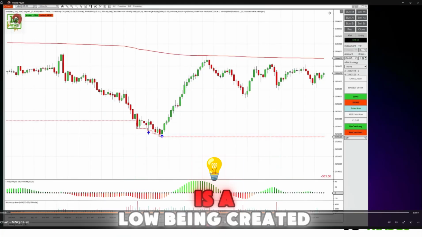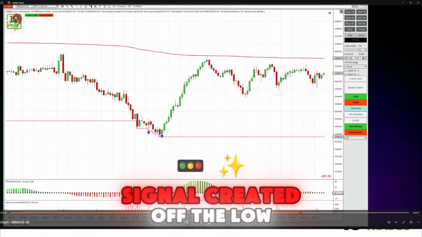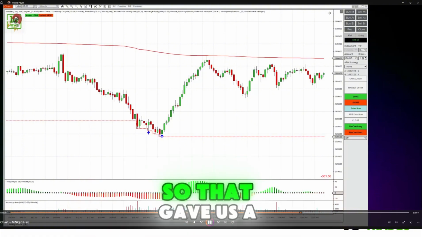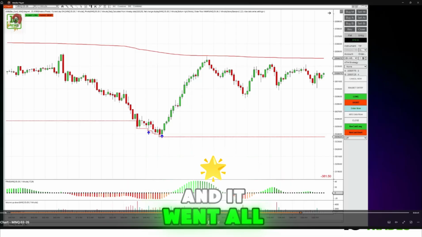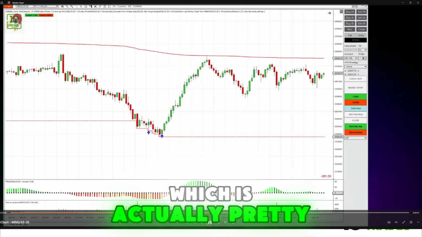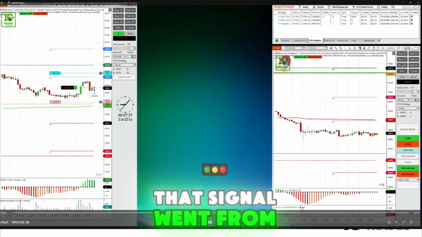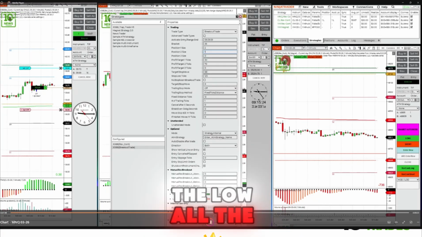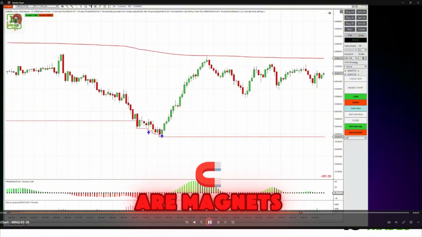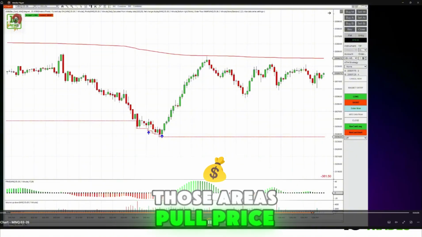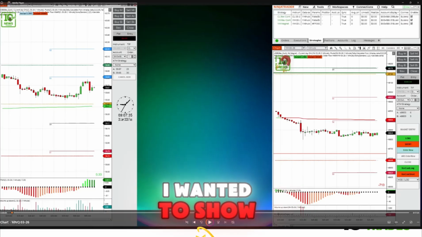Here what we have is a low being created and then a long signal created off the low. So that gave us a long signal, and it went all the way to the VWAP, which is actually pretty amazing if you think about it. That signal went from the low all the way to the VWAP. It's crazy. But those are magnets. Those areas pull price.